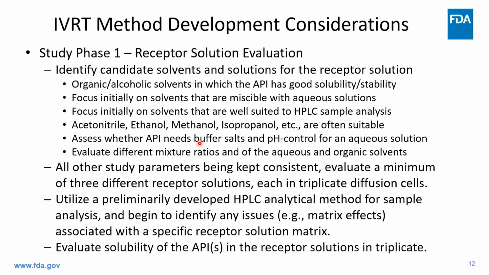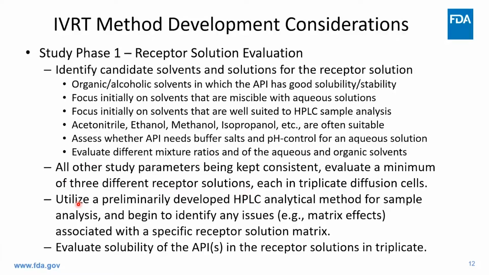Also assess whether, if it's, let's say, a hydrophilic API and you're using an aqueous solution, it needs buffer salts or pH control. And it's helpful to evaluate different ratios of mixtures for that aqueous and alcoholic or organic component. All other study parameters being kept consistent, you often want to evaluate a minimum of 3 different receptor solutions, each in triplicate diffusion cells, through your method development phase.